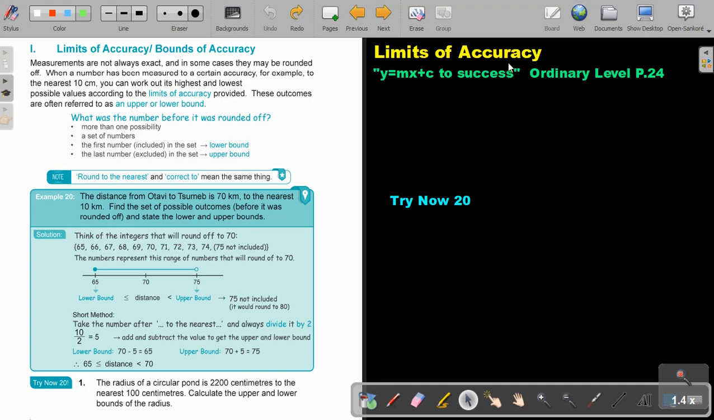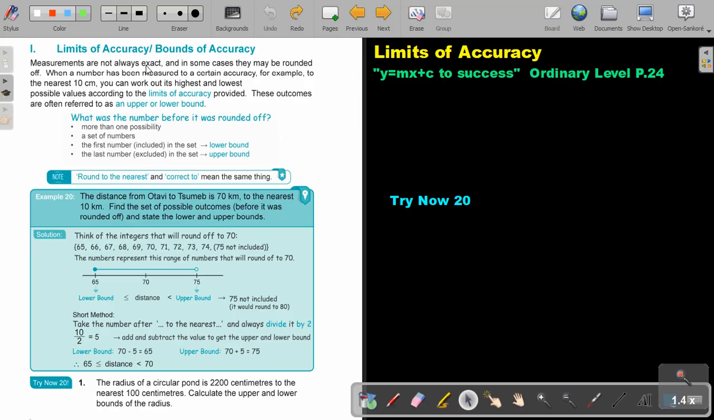Limits of accuracy. You will find this on page 24 in the Namibian Mathematics Ordinary Level textbook, Y equals mx plus c to success. Limits of accuracy or bounds of accuracy.